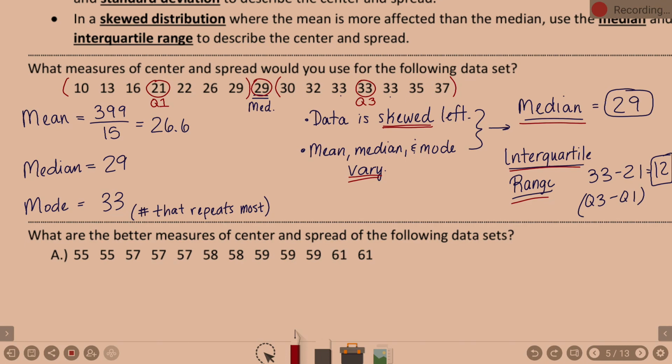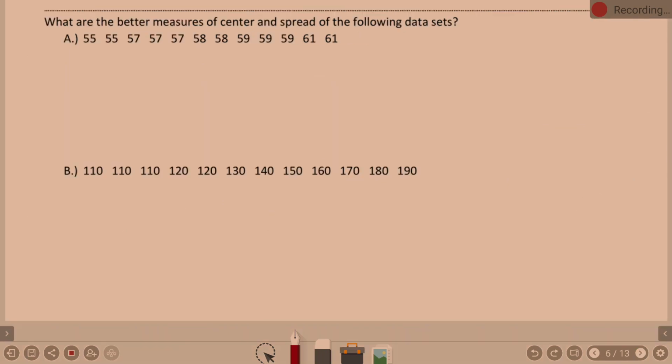Okay, let's try another one. I think, do I have this on another page? I do. Okay, what are the better measures of center and spread of the following data sets? So, in order to decide, we need to do a quick run through of mean, median, and mode.